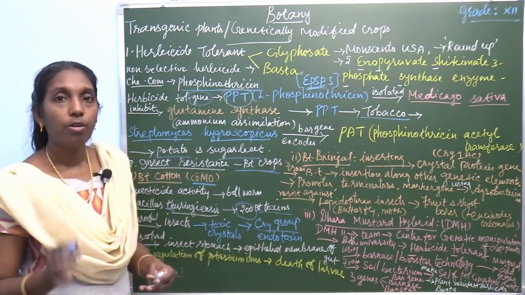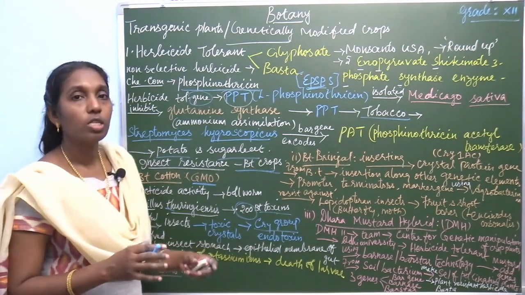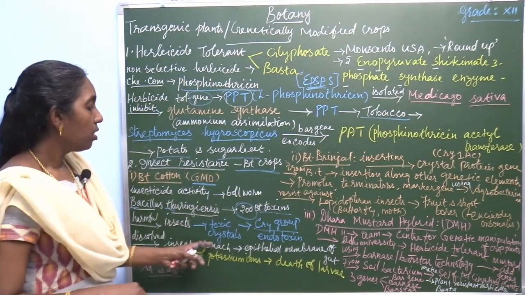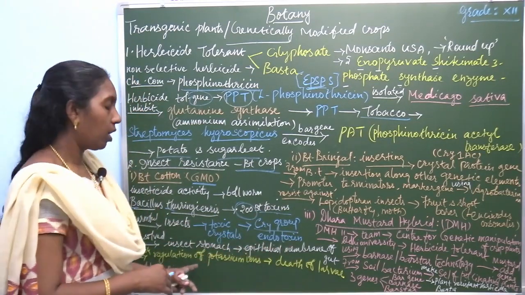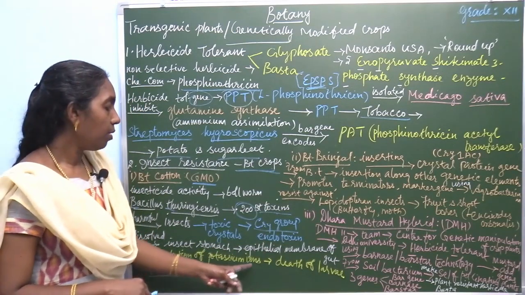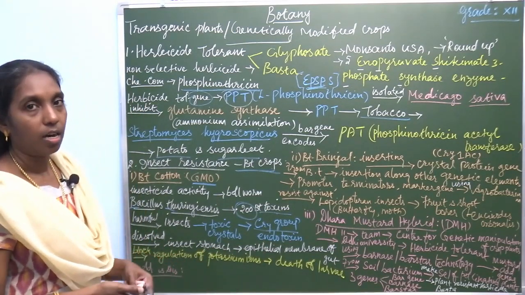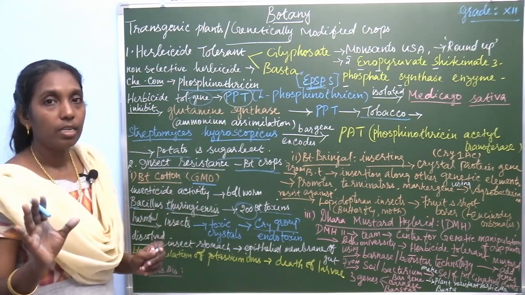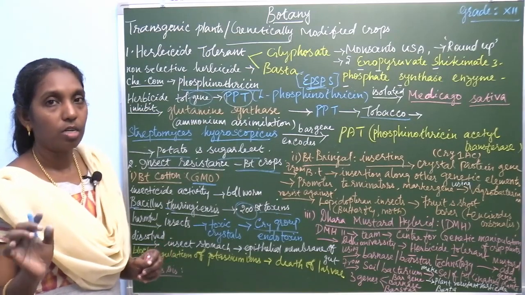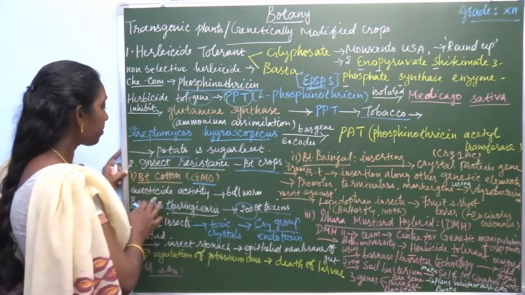The endotoxin belongs to the Cry group, that is toxic crystals, Cry groups. So Cry group endotoxin affects the regulation of potassium ions. It leads to death of the larva. This question: Bt cotton, a genetically modified organism. One of the genetically modified organisms is Bt cotton.